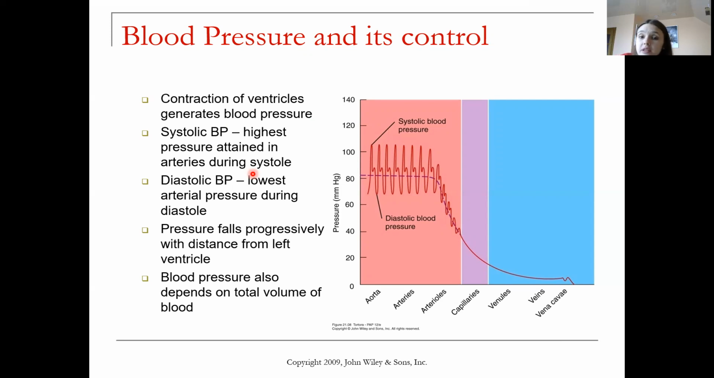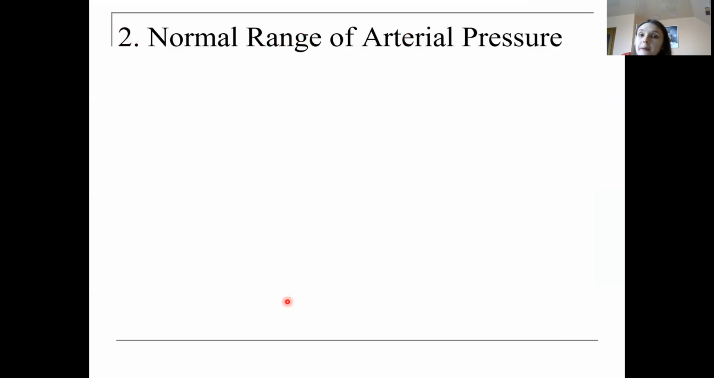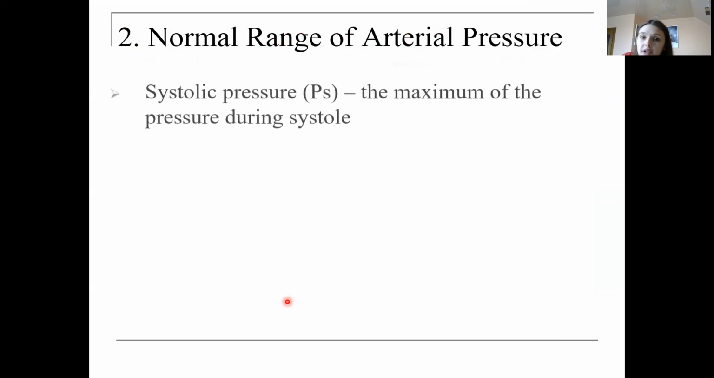Pressure falls progressively with the distance from the left ventricle. Also, we should mention that the blood pressure depends on the total volume of the blood. So when the blood volume decreases, logically that situation will lead to a decrease of the blood pressure. Normal range of the arterial pressure.